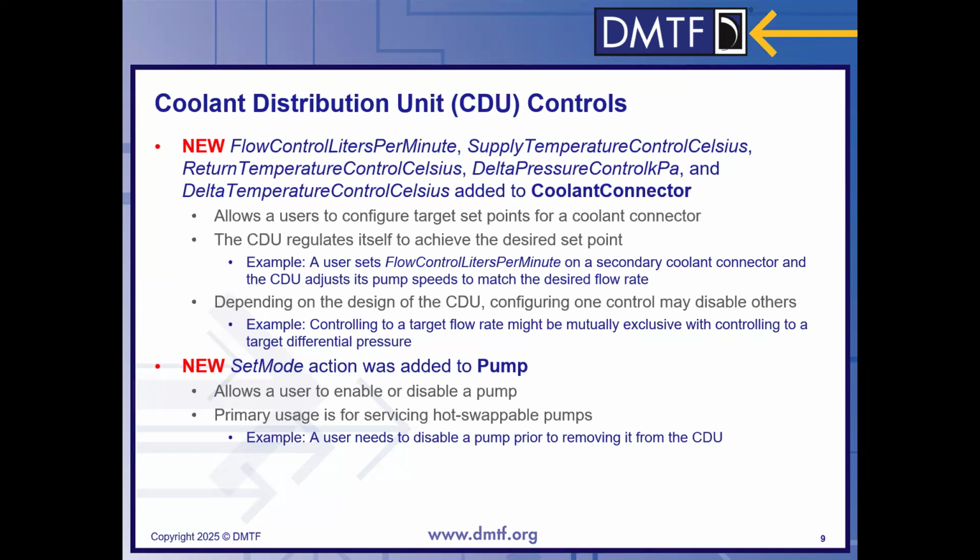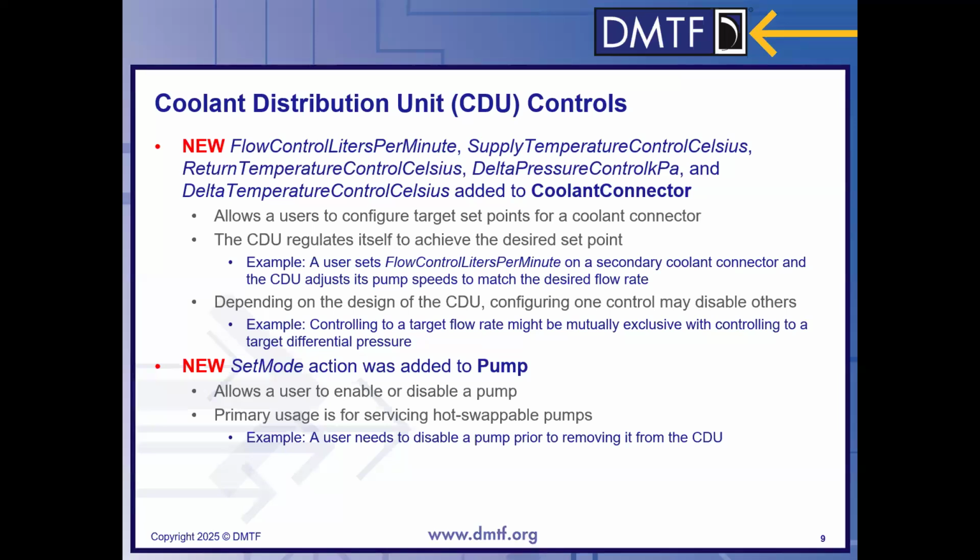What would typically happen is you would say, in my infrastructure, I need to have a steady flow rate going to my downstream equipment. So you would use the flow control liters per minute to say, I want to set this to 50 liters per minute. Then based on that set point, the CDU will adjust its pump speeds to achieve that desired set point.